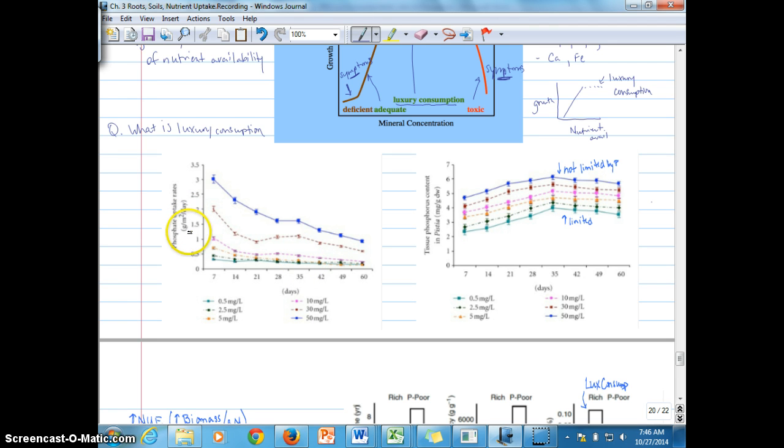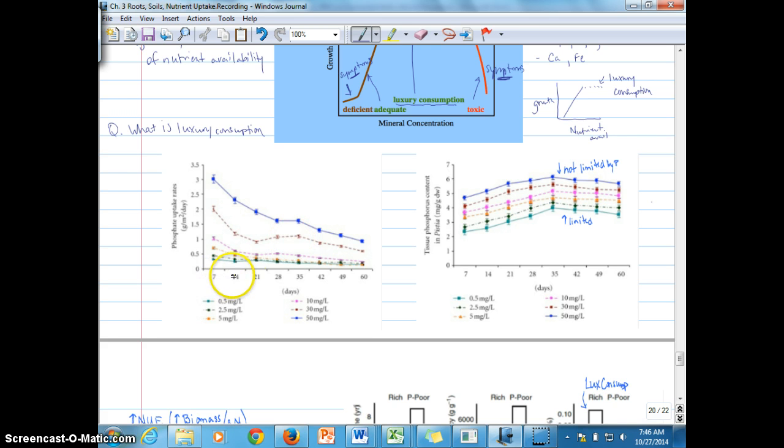In the graphs below, we're looking at time in days on the x-axis. In this graph, we're looking at the rate of phosphate uptake on the y-axis. Each of these lines represents a different fertilization regime. The green dots represent plants fertilized with 0.5 milligrams per liter of phosphate, up to 50 milligrams per liter. Obviously plants supplied more phosphate have greater uptake, meaning this blue line lies above all the other lines.